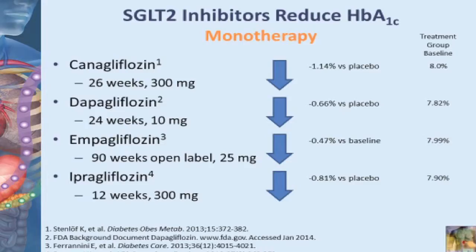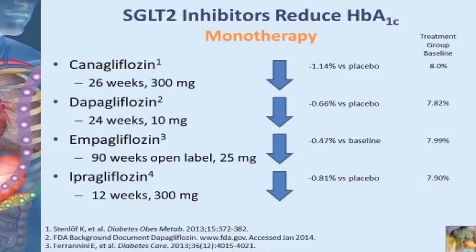So how much A1C can you expect? What I've done here is to combine all the various studies that are out there in terms of what you get with CANA. This is after 26 weeks of the 300 milligram dose, and the A1C reduction is about 1.14 compared to placebo. And these patients all started with an A1C of roughly about 8. This is the dapagliflozin study as well, in which you get about 0.66%.